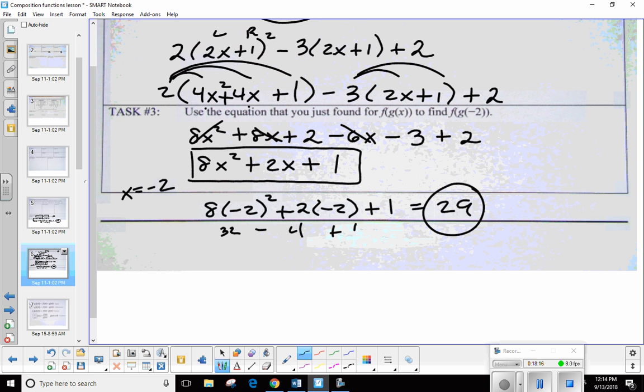So whether you go through the composition where we plug a value in to both functions, or if you create an equation based on that composition, you should still be able to get the same answer. Okay. Cool, right?